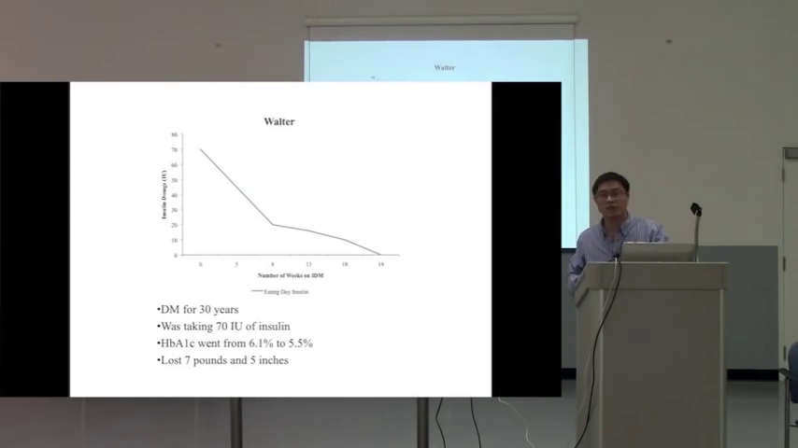Walter had diabetes for 30 years. He was on 70 units of insulin a day. By week 19, boom, he's off of everything. A1C, 5.5%. He doesn't have diabetes. He's on no medications. His A1C is 5.5%. He suffered with diabetes for 30 years.